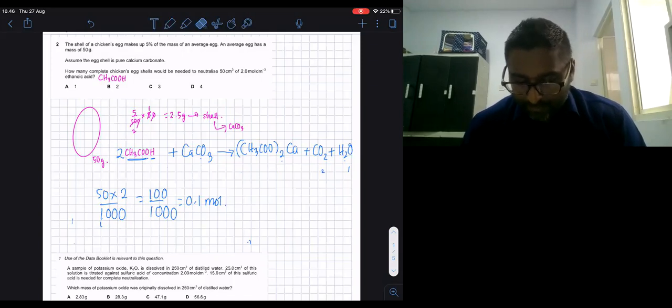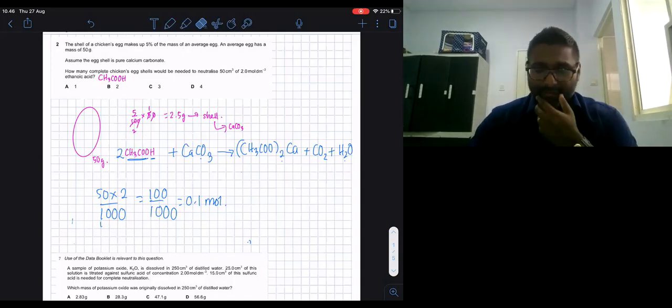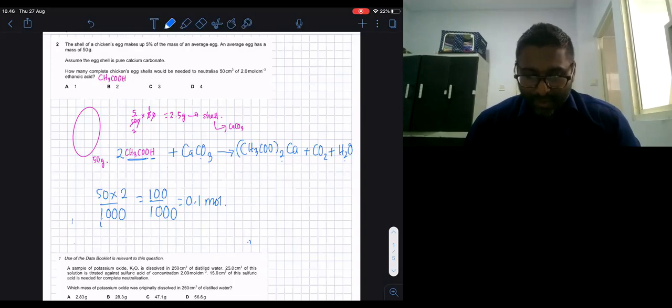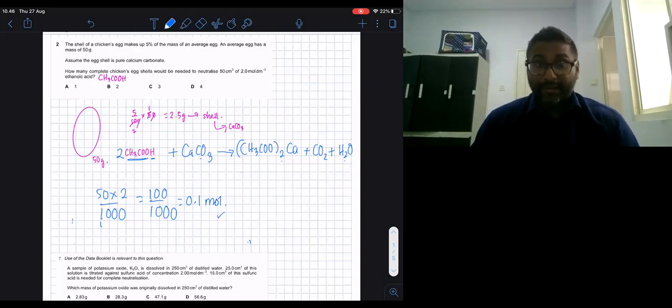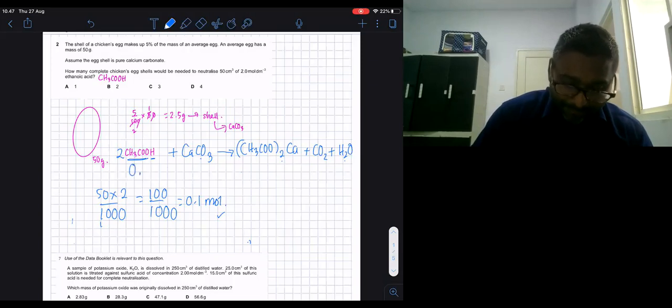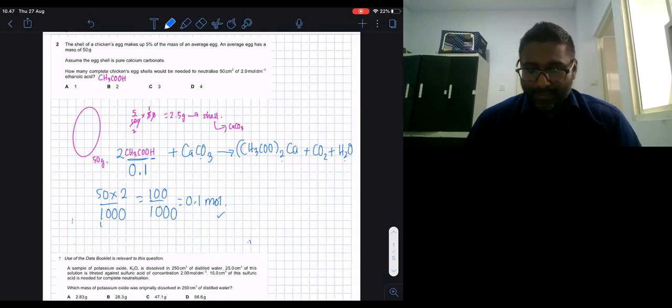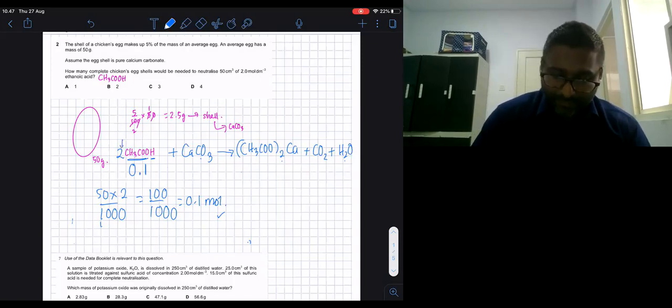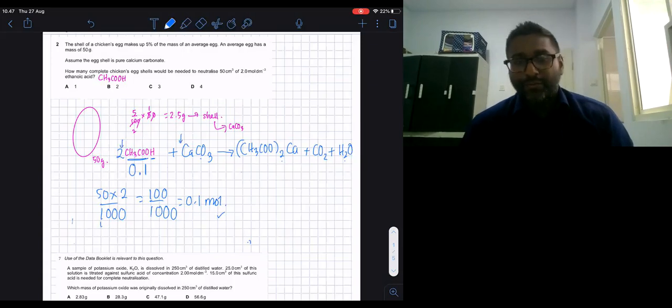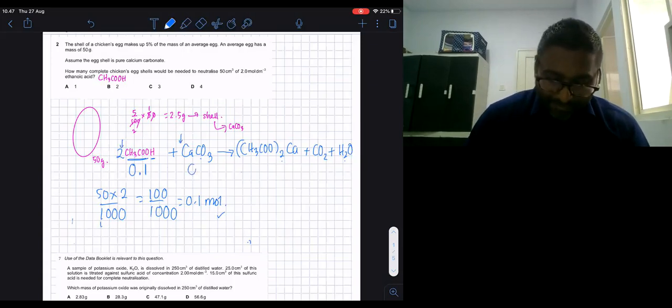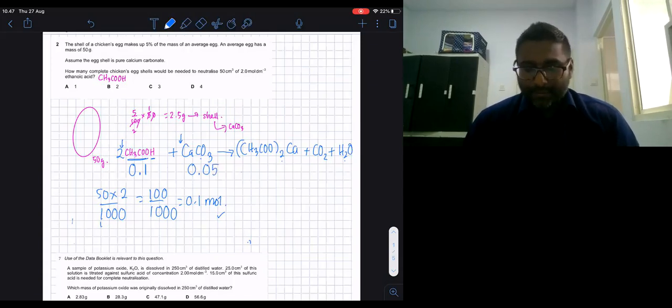So the next step is, we calculated 0.1 mole. That is the ethanoic acid. So this is 0.1. Next, we want to find out the calcium carbonate. This is 2, so this will be 1, ratio 2 to 1. So this one should be half of it, so 0.05. Once you have that, that is going to be the number of moles.